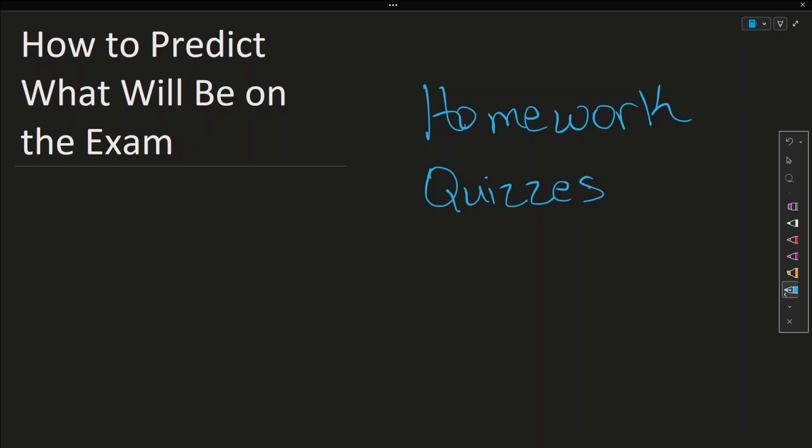Quizzes are also useful clues. A quiz shows which skills your instructor considered important enough to assess before the exam. Look at each quiz and ask, what topic was being tested? What type of thinking did the problem require? Which questions did I miss? Did the instructor give feedback about common mistakes?